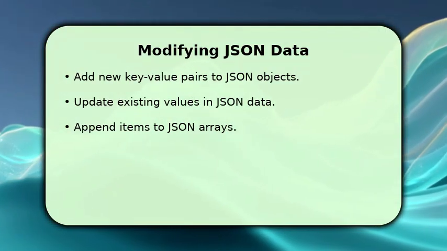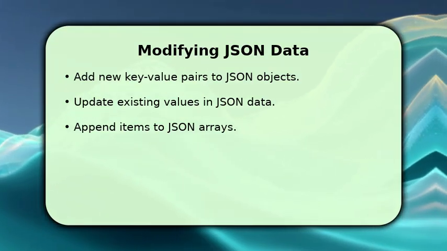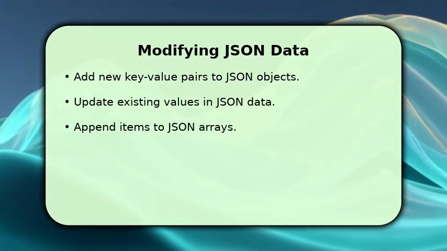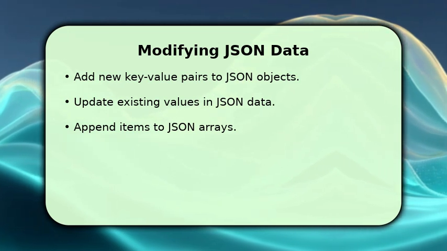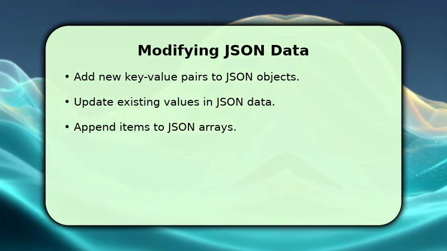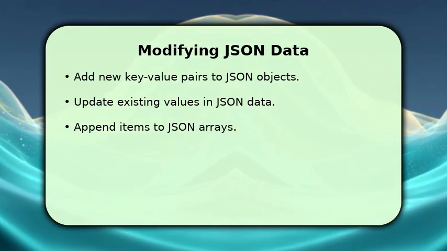Working with JSON data in Python is flexible. You can easily modify the loaded data by adding new key-value pairs to your dictionary-like objects or updating existing values. Similarly, you can append new items to your list-like arrays. These changes are made directly to the Python data structures before saving them back to JSON format.